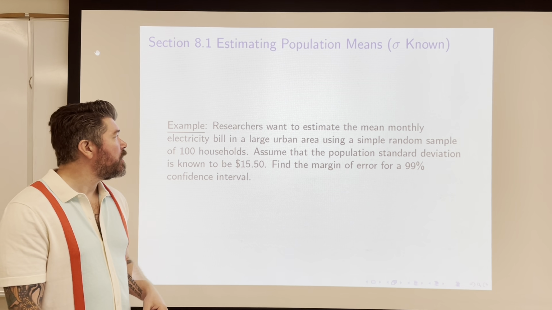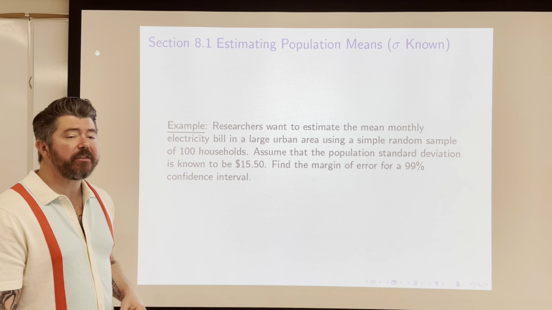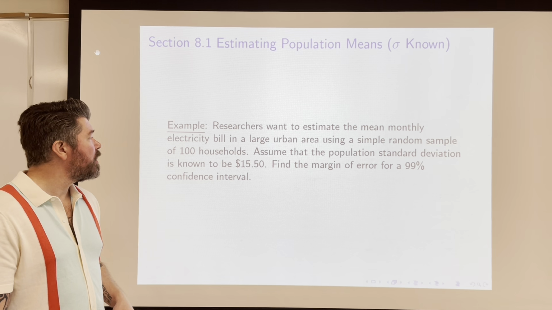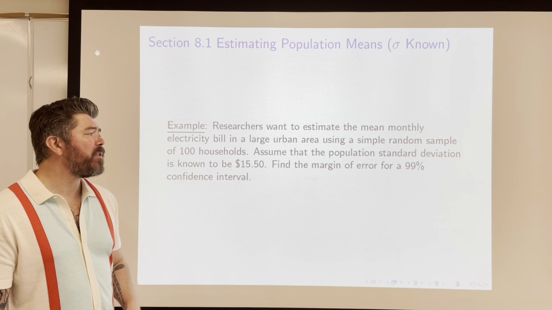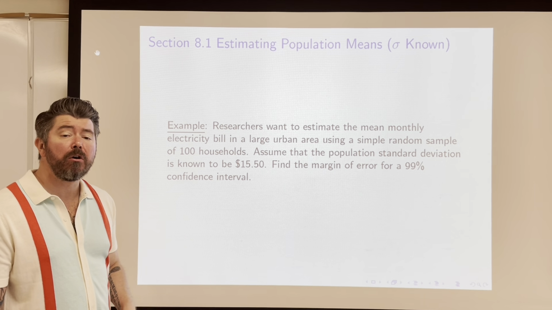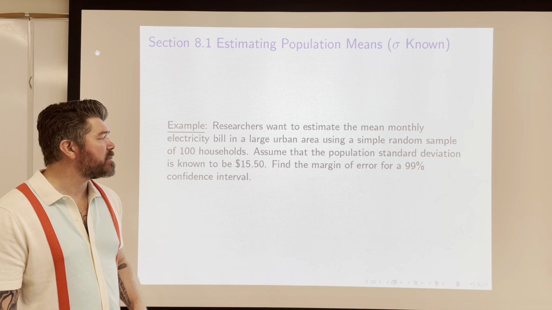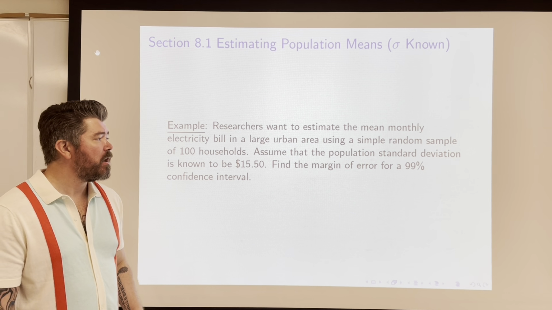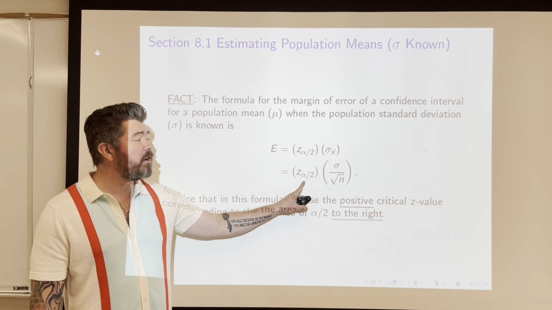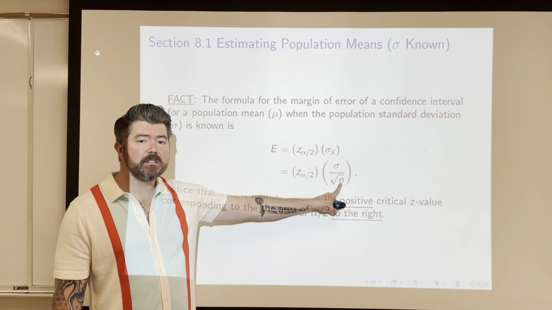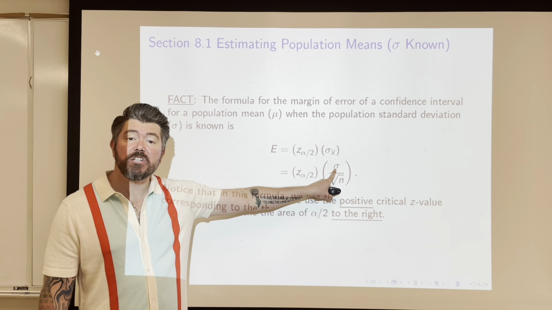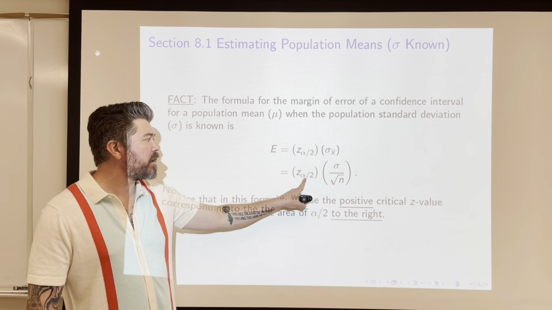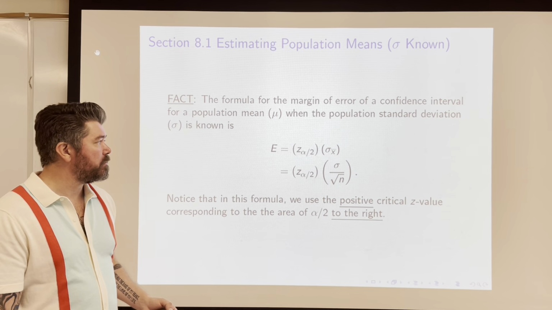Let's look at an example. Researchers want to estimate the mean monthly electricity bill in a large urban area using a simple random sample of 100 households. Assume that the population standard deviation is known to be $15.50. Find the margin of error for a 99% confidence interval. So we're going to use this formula. So we need three things. We need our sample size, n, we need our population standard deviation, sigma, and we need to use table B or other techniques to find our critical z value.